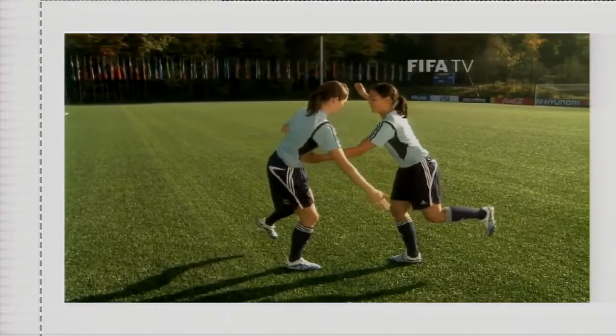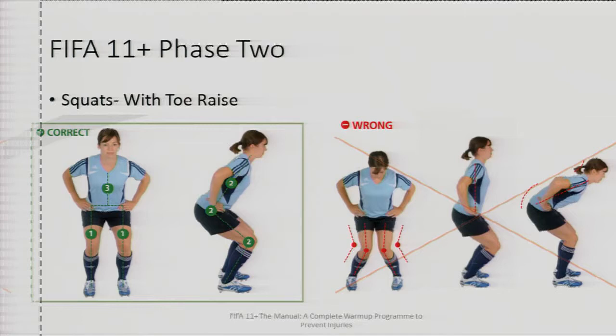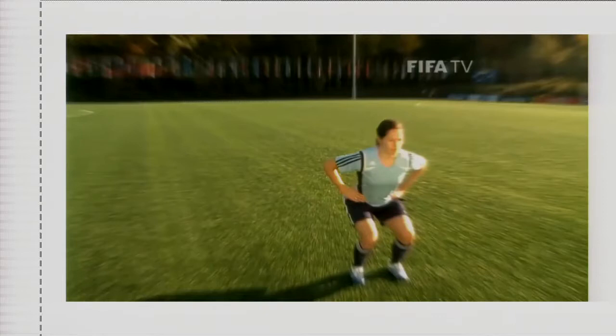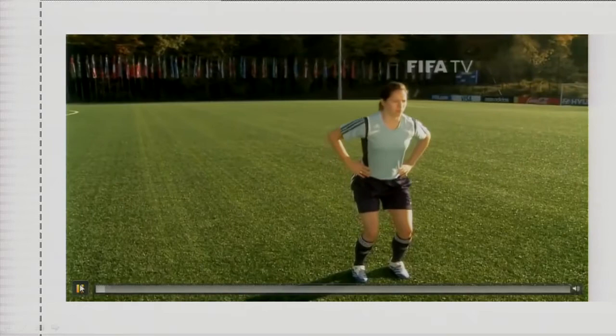So the next exercise, basic squat with toe raise, as they show here, we're avoiding that valgus motion at the knee. So it's a squat with a toe raise at end range, or heel raise. This exercise strengthens your hamstrings and calf muscles and improves your movement control.